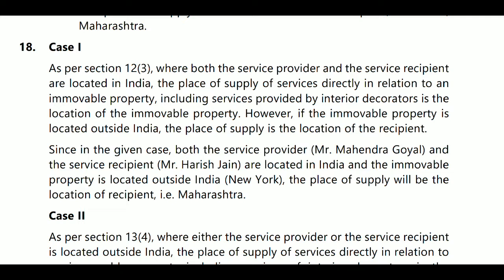However, if the services are provided where both persons are located in India and the services are directly related to an immovable property, it will be treated as the location of the immovable property if that property is located in India. If the immovable property is located outside India, then we will consider the location of the recipient as the place of supply. In our case, the immovable property is located at New York, so we will consider the location of the recipient.